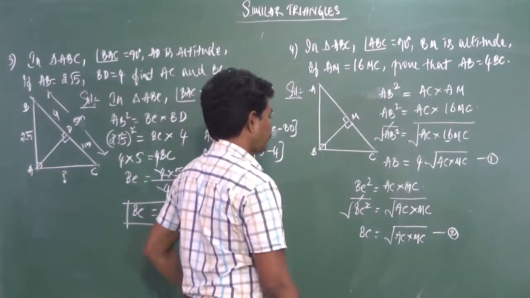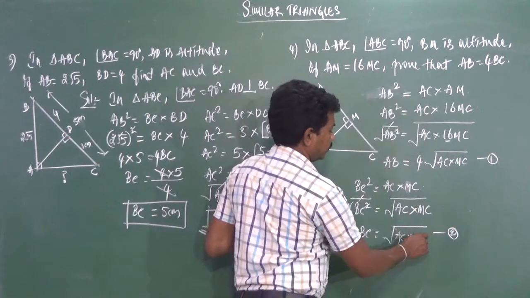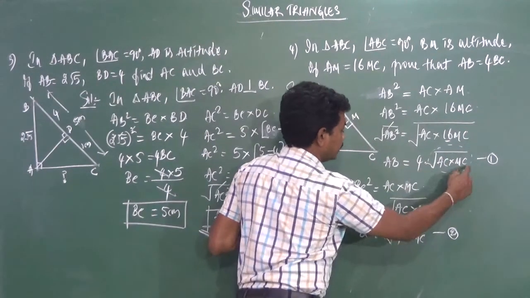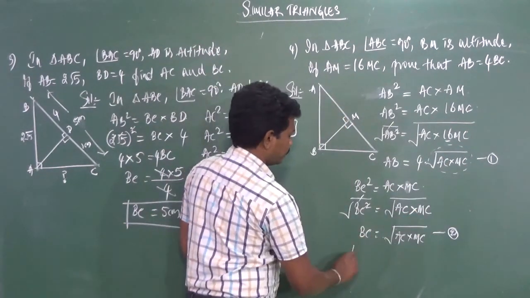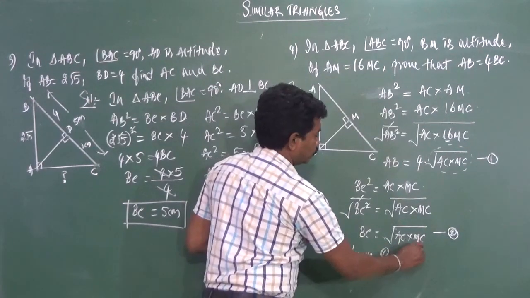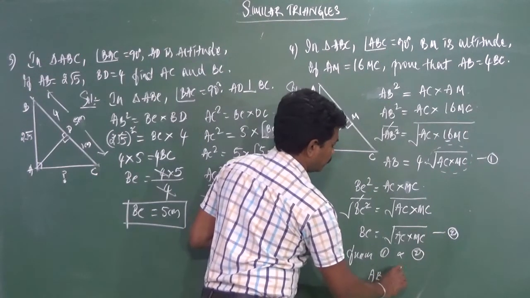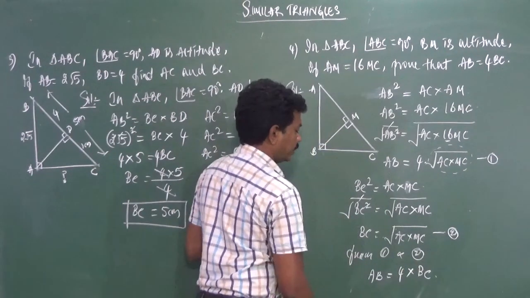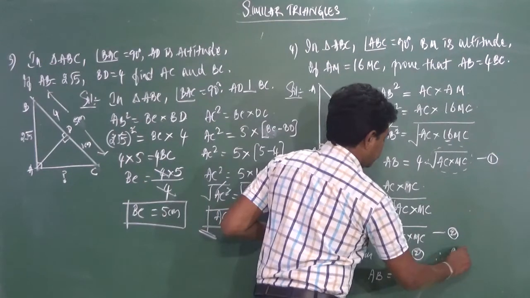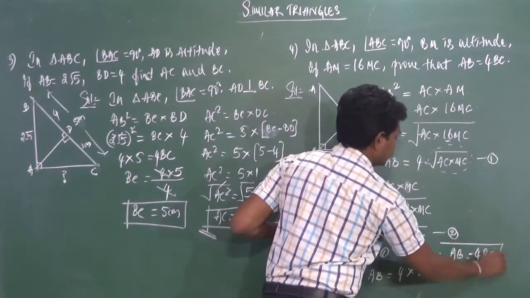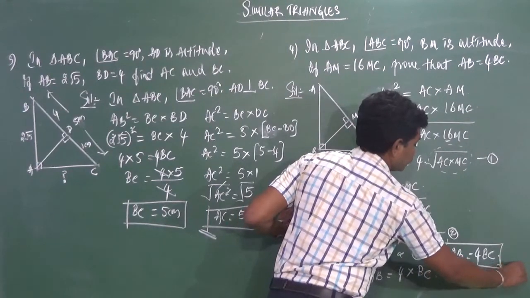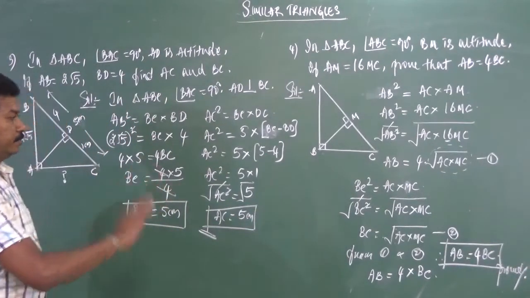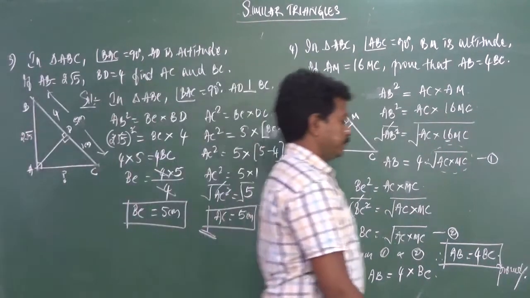So now, what is BC equal to? It is square root of AC into MC. In equation 1, we have square root of AC into MC. So in the place of square root of AC into MC, we can substitute BC. So from 1 and 2, AB is equal to 4 into square root of AC into MC, which is BC. So therefore it is 4 into BC. So AB is equal to 4 BC. So this is what is to be proved. This is a very important, simple rider for your good knowledge. I am presenting this, right? So we'll go to the next problem.